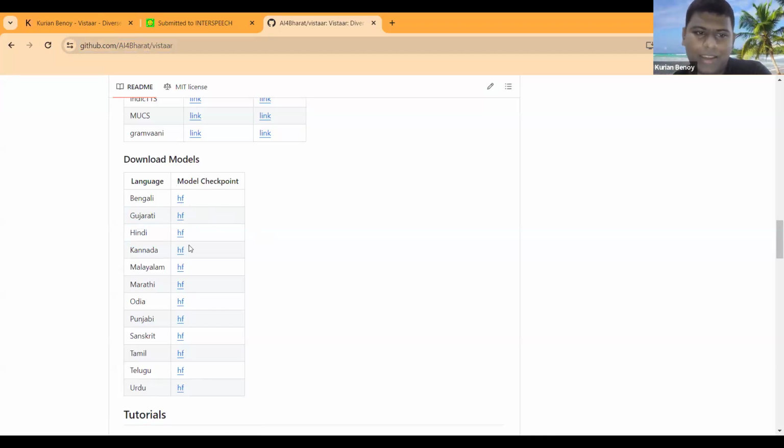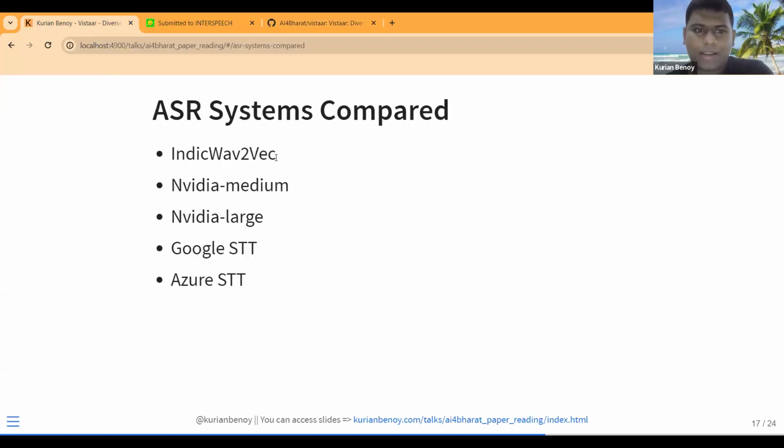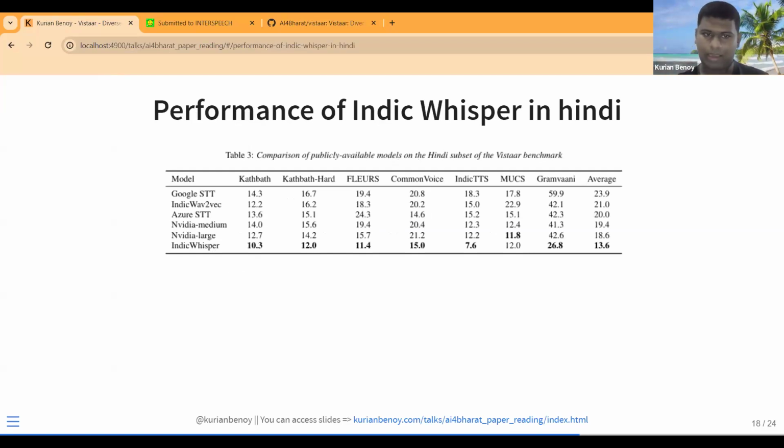So like this Bengali, Gujarati, stuff like that is available as well. And yeah, they compared 5 ASR systems. IndicWav2Vec is also made by AI4Bharat. Then NVIDIA Medium and NVIDIA Large, which are just available in Hindi, and Google and Azure, which are commercial systems. In Hindi, across all these models, you can see that in the various benchmarks, Indic Whisper has the highest average accuracy, 13.6, while NVIDIA models are at 18 and 19, while the commercial models are performing really bad compared to some of the other models as well.